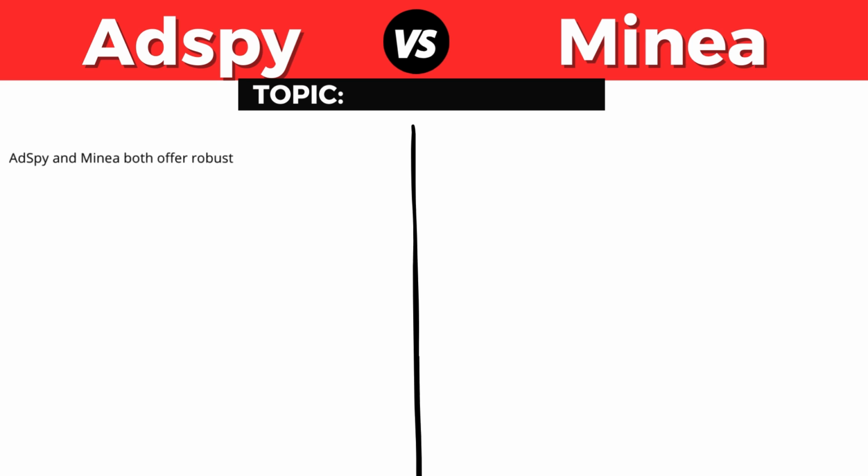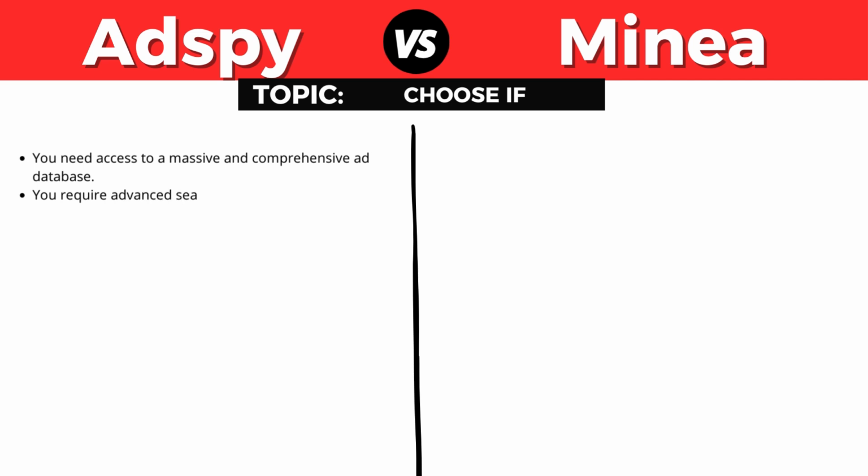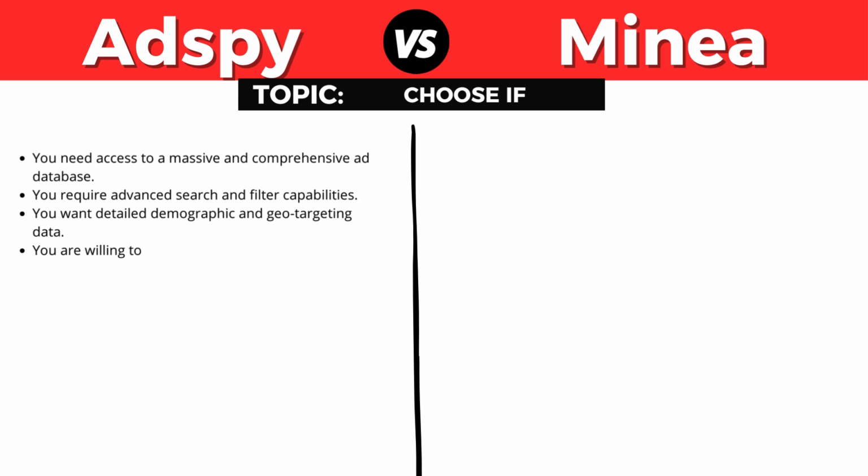We have some summary. Adspy and Minea both offer a robust tool for ad discovery and analysis, but they cater to different needs and budgets. You have to choose Adspy if you need access to a massive and comprehensive ad database, you require advanced search and filter capabilities, and you want detailed demographic and geo-targeting data. And lastly, you are willing to invest in a higher priced tool for extensive features.